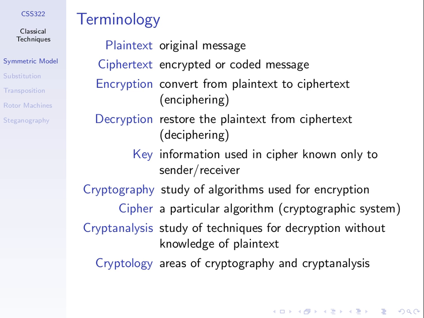Cryptography is the study of algorithms used for encryption. A cipher is a particular algorithm. Cryptanalysis is the study of the techniques for decryption without knowing the plaintext, trying to break the cipher to find the plaintext. And cryptology is the combination of the study of the algorithms for encryption and how to break those algorithms.